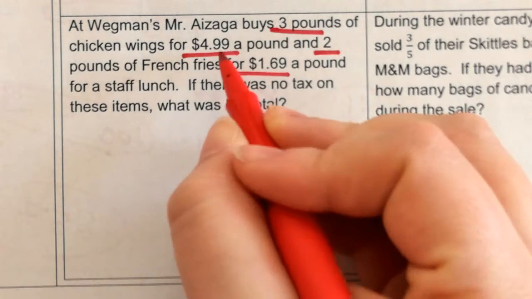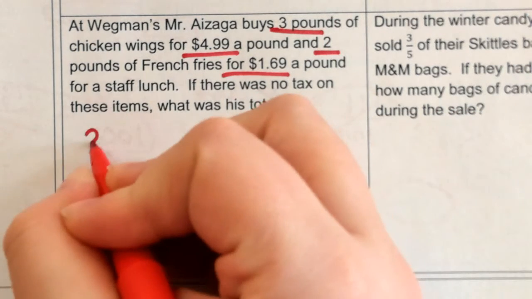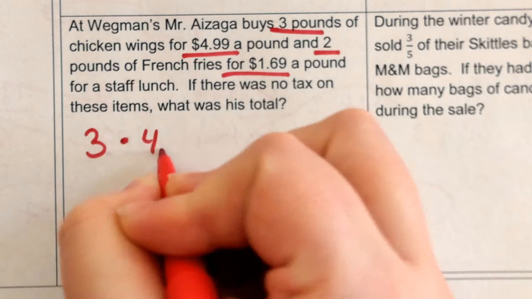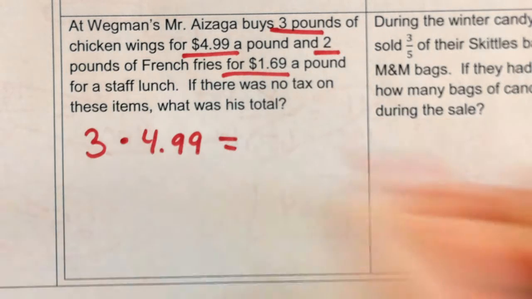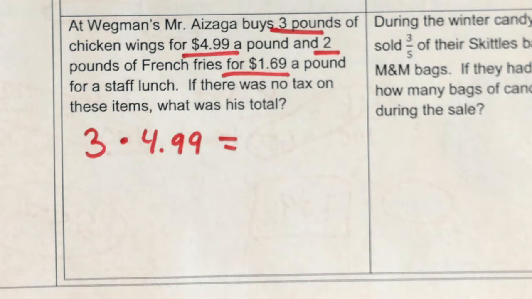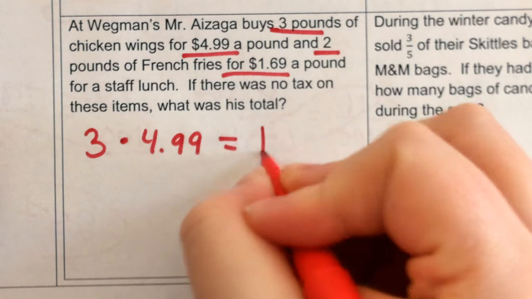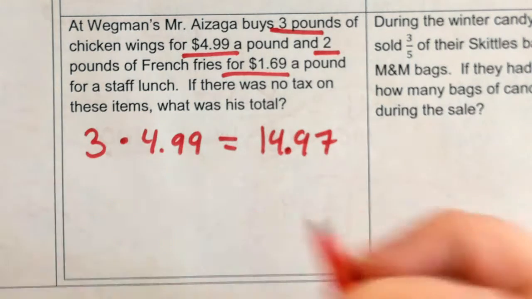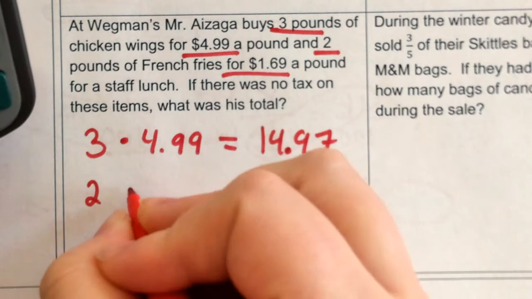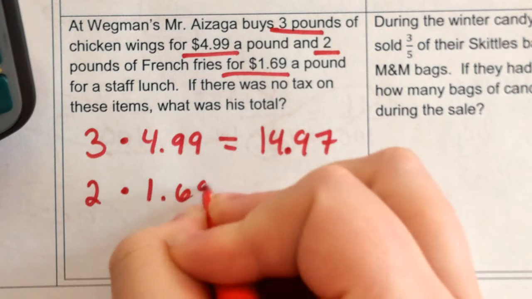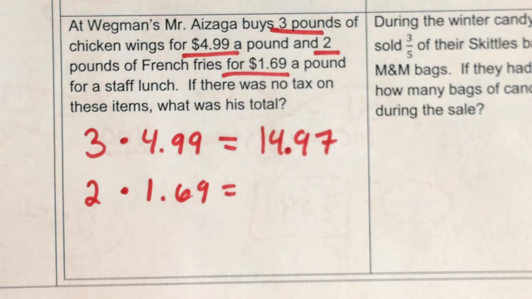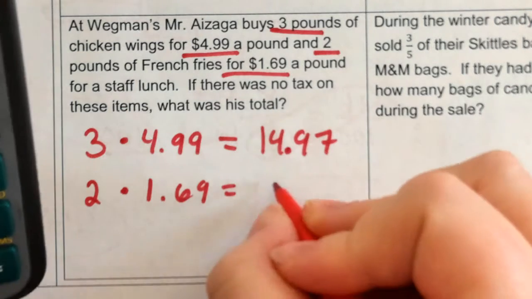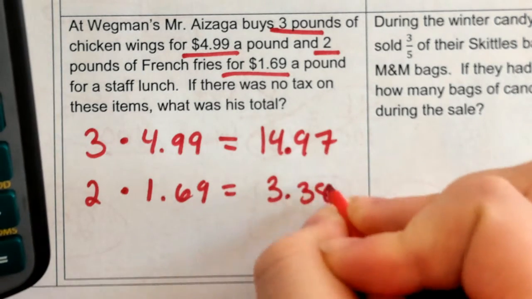Well, first we have to figure out how much the chicken wings were. He bought 3 pounds and they cost $4.99 a pound. So we're going to multiply those together. 3 times 4.99. That's $14.97. He bought 2 pounds of French fries, and each pound of French fries is $1.69. So we're going to multiply those together. 2 times 1.69. That's 3.38.